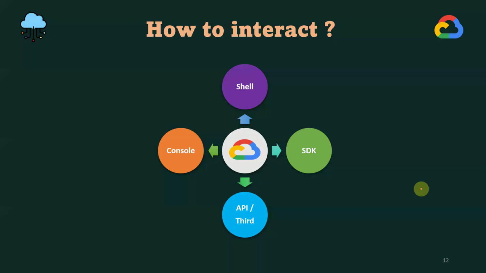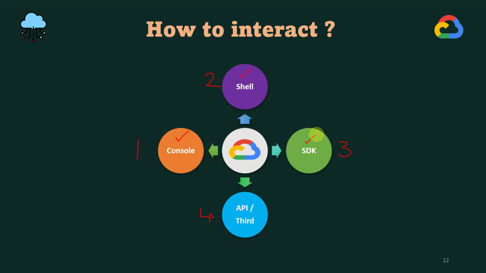Mainly you as a data engineer, you are going to use the console, the Cloud Shell, Cloud SDK. According to the requirement in the company, you may be using APIs and third-party tools also. So these are the four interaction methods.